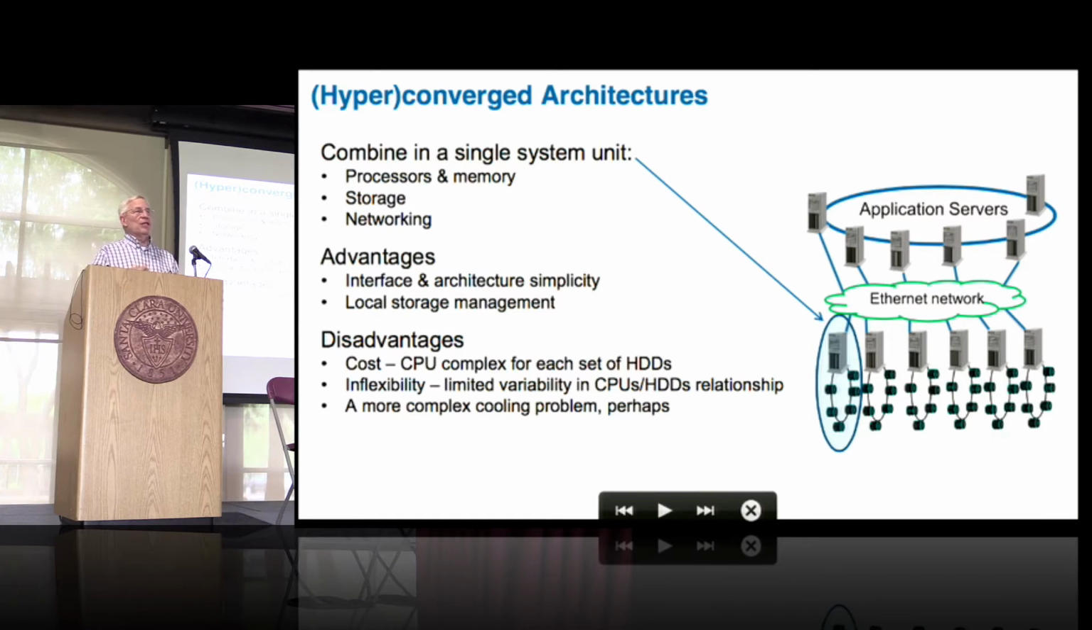But there's some disadvantage, right? You're paying for those CPUs. There's a fundamental inflexibility in the relationship between number of drives and processors. I've had customers complain about this being a real issue. And finally, because they're converged, with processors and drives in the same cabinet, it's probably not as efficient a system for cooling as you would like.